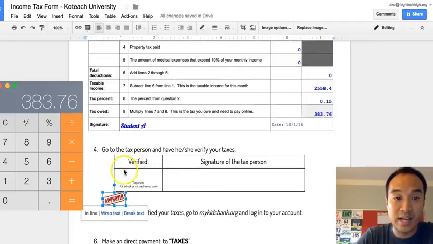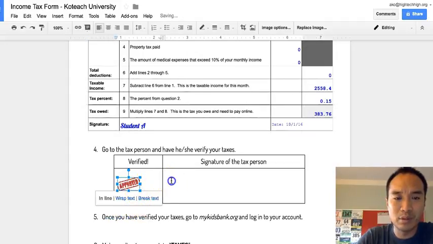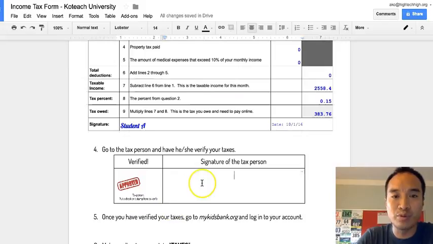So you as a tax person are simply going to put a little stamp, or you can check and just say approved, and you're going to sign your name. That way it tells everyone else that yes, it's approved, it's verified, and it's signed by yourself.